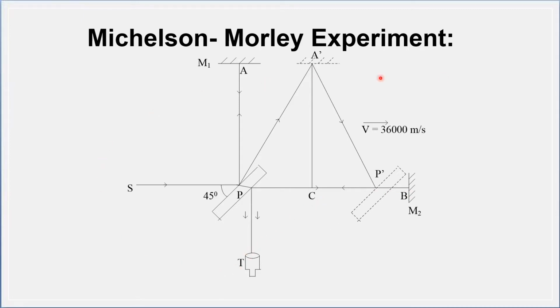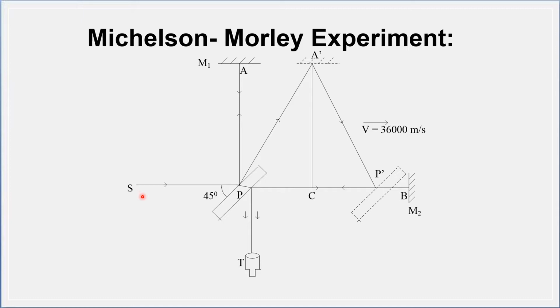Now this full apparatus can be rotated by 90 degrees. If this apparatus is rotated by 90 degrees, this S will come on the top, mirror M1 will come to the right, mirror M2 will go below, and the telescope will come to the left.